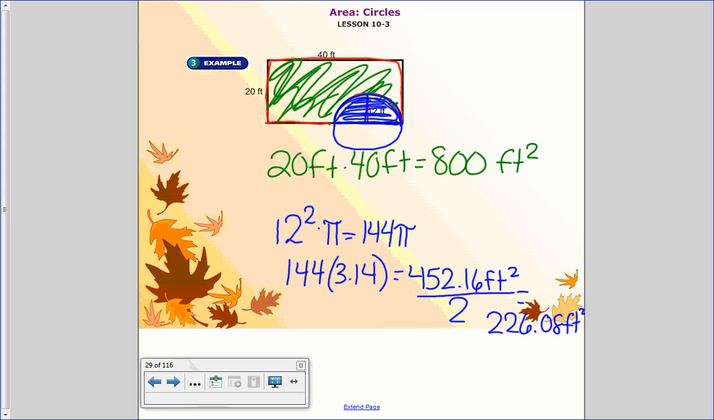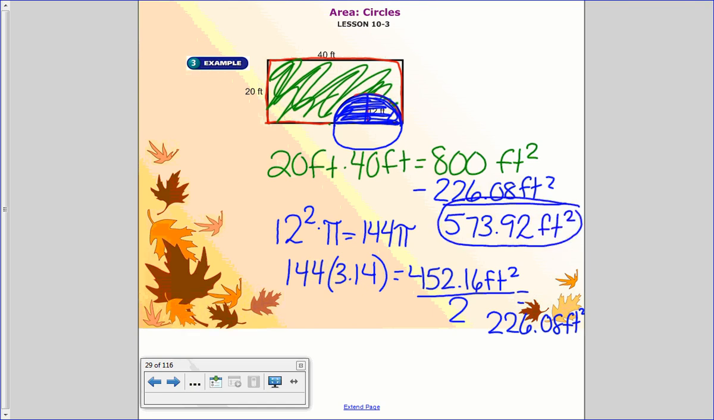There we go. Now we found the piece here that I shaded in blue. So to find the area in green, you're going to subtract the two. So we have 800 feet squared minus 226.08, and you get 573.92 feet squared. There we go. That would be your answer.